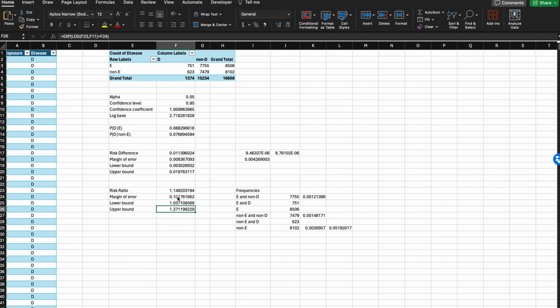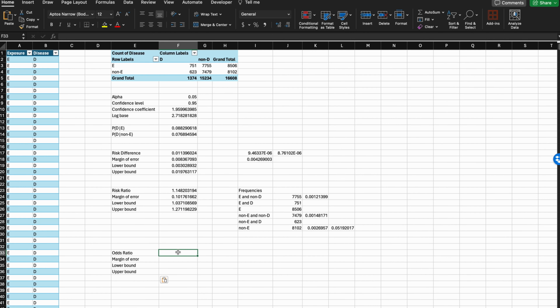In actual fact, we see both values are greater than 1, so we would subtract 1 from it. And so for the lower bound, that would leave us with 1.037 minus 1. That leaves us with 0.037 times 100%, which is 3.7%. And for the upper bound, if we subtract 1 from that value, we get 0.27. We multiply that by 100%. That gives us 27%. So between 3.7 and 27.1%, that is the percentage higher risk of disease comparing the exposed to the not exposed. Next up, we go across to the odds ratio.